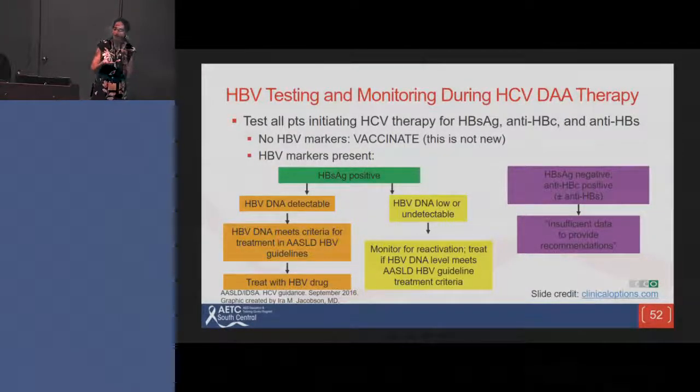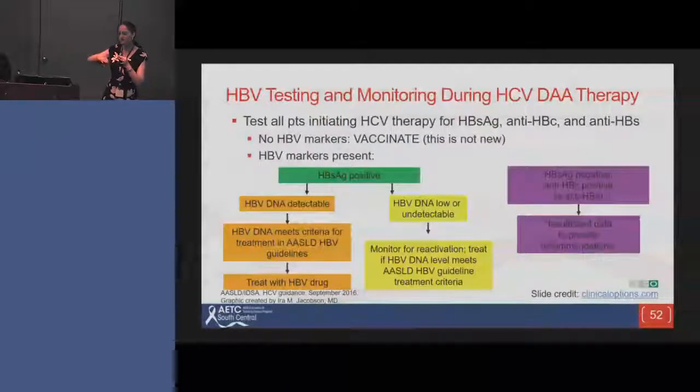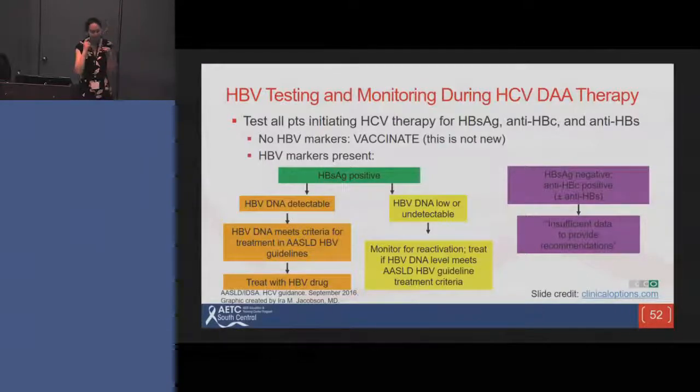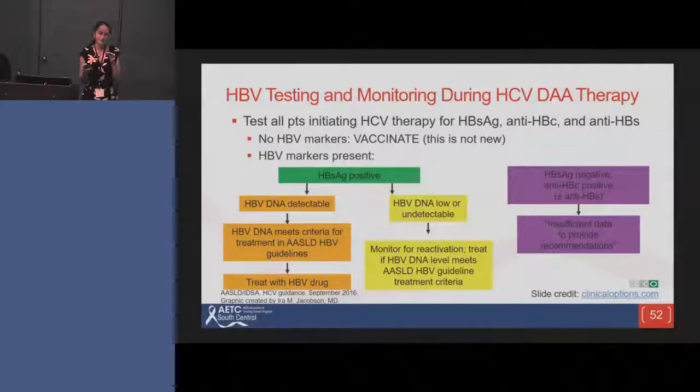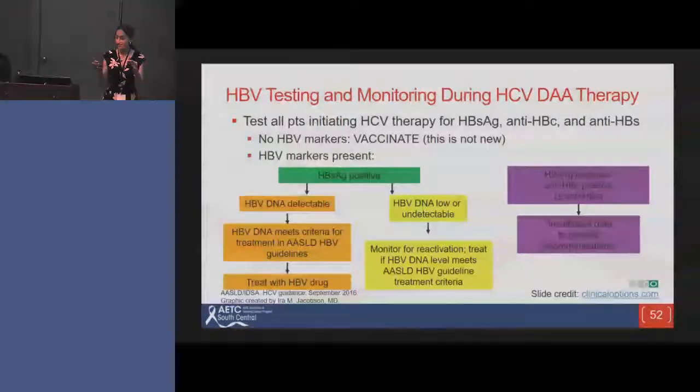If they have hepatitis B surface antigen, you essentially put them into the general AASLD guidelines, the American Association for the Study of Liver Disease guidelines, and you treat them according to their DNA levels. Now, of course, if they're on a tenofovir or emtricitabine containing or lamivudine containing regimen, they're in pretty good shape in terms of keeping that hepatitis B in check.